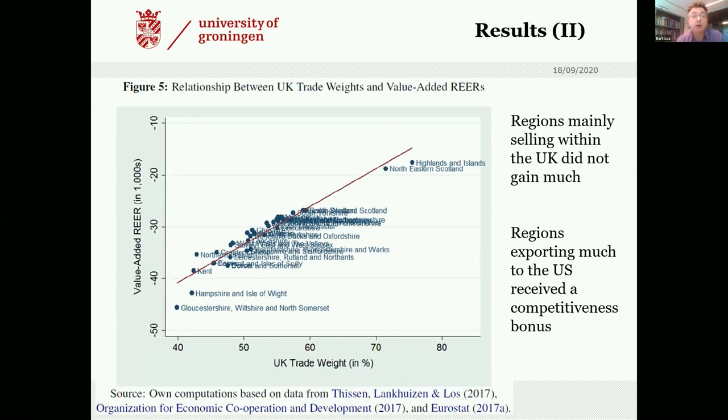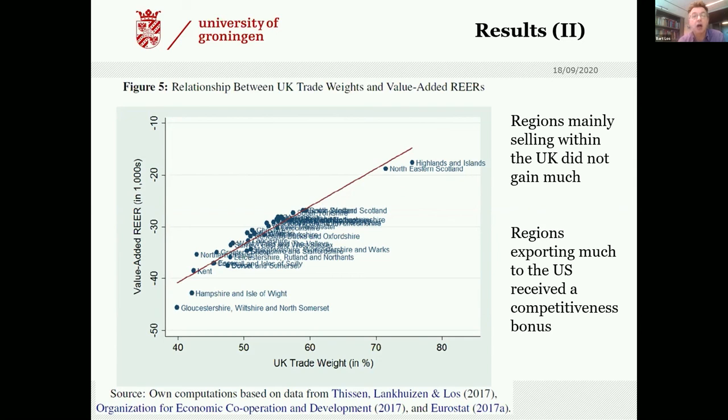So here we have a graph with on the horizontal axis the trade weight of the United Kingdom, and on the vertical axis the change in the value added real effective exchange rate. So those regions that are located at the bottom of the graph are those that gained most in competitiveness. So for example, Gloucestershire is located in the extreme left bottom corner. And you can see that there are a few outliers from the regression line.